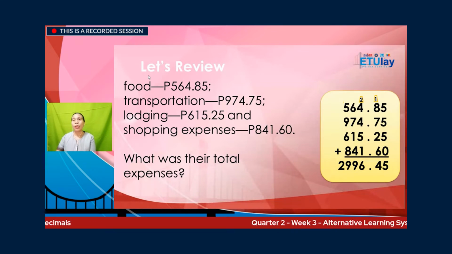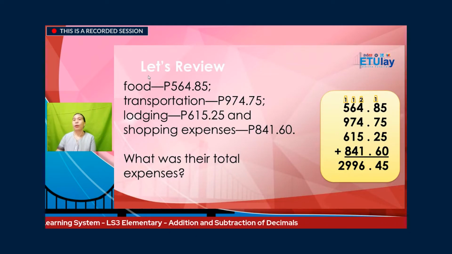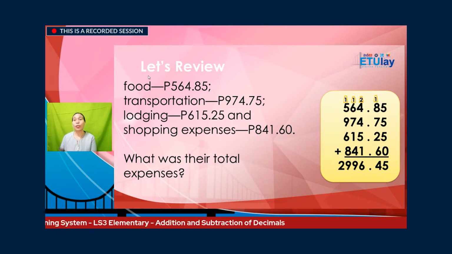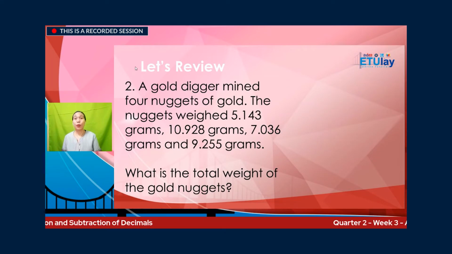Next, 4 plus 4 plus 5 plus 1 plus 2, it's 16. Bring down 6, carry 1. And we have 6 plus 7 plus 1 plus 4 plus 1. We got 19. Bring down 9, carry 1. And 5 plus 9 plus 6 plus 8 plus 1, we got 29. So the answer is 2,996.45. Number 2, we have a gold digger mined 4 nuggets of gold.